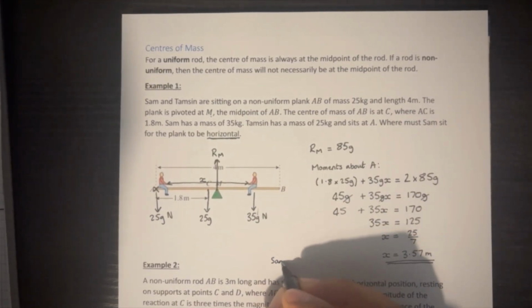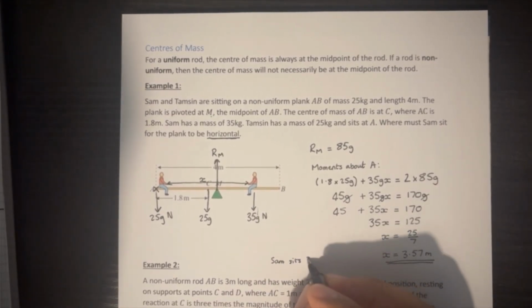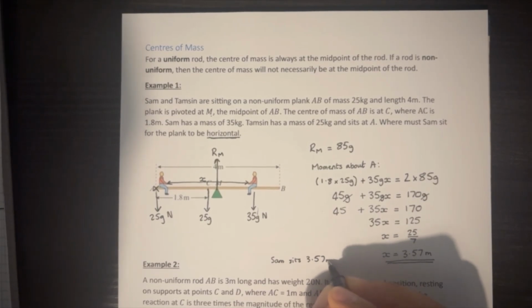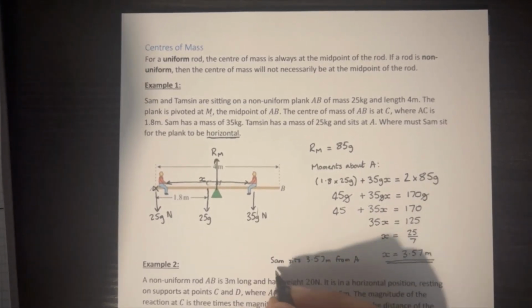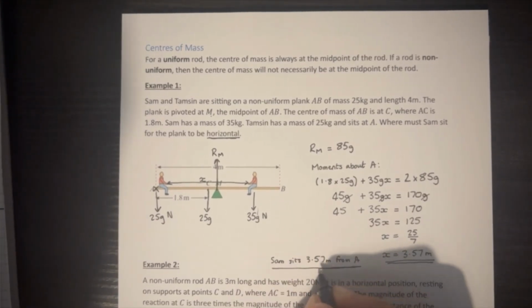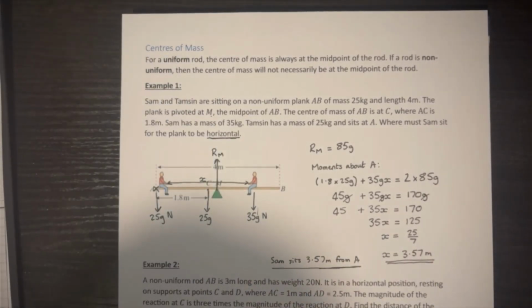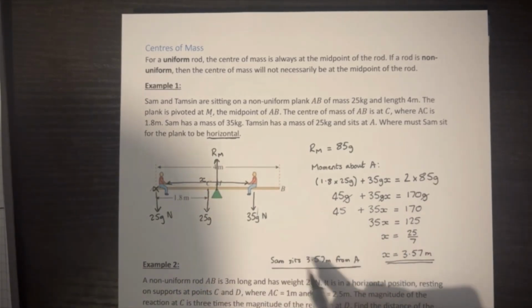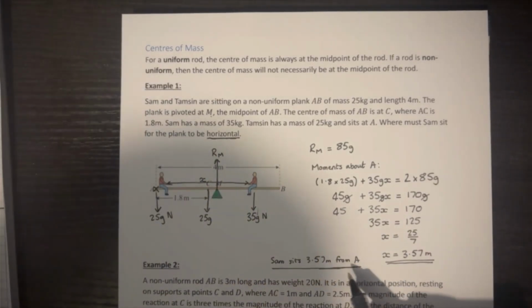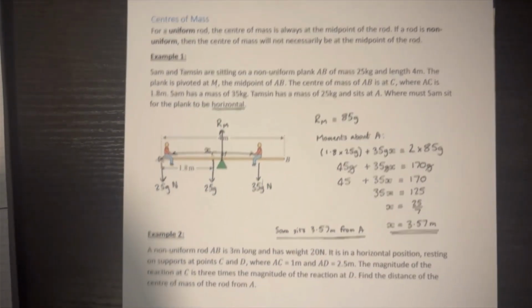So Sam sits 3.57 meters from A. We'll just make that absolutely clear in our answer that that is the distance from A. We can kind of see it from our diagram, but it's useful again just to have that written there.